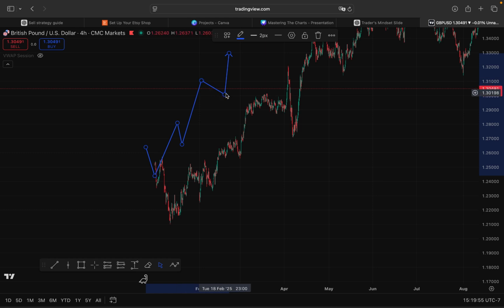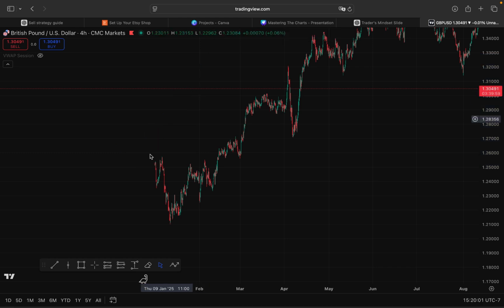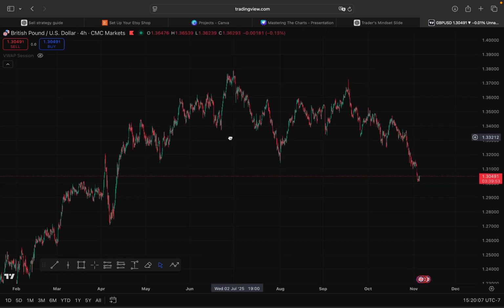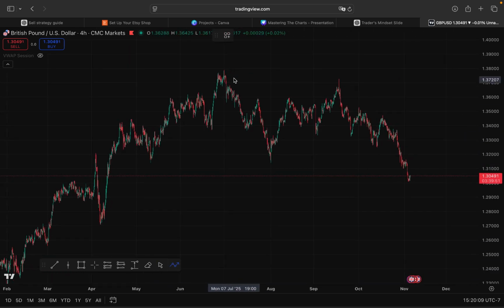Now let's identify a downtrend, right? Let's identify a downtrend. See right here? A downtrend. Lower low, lower high, lower low, lower high, and lower low, right? Lower high, lower low, lower high. Now that is a downtrend.